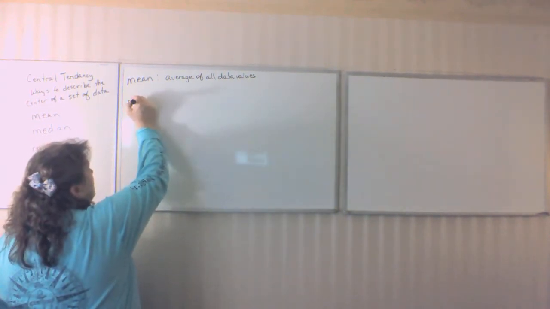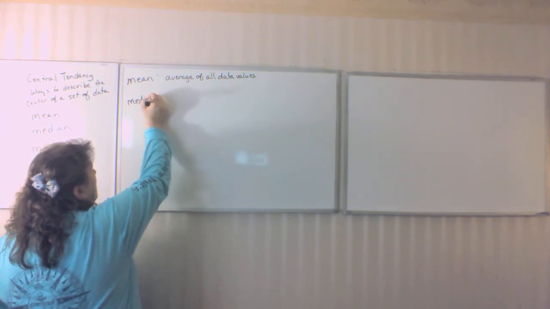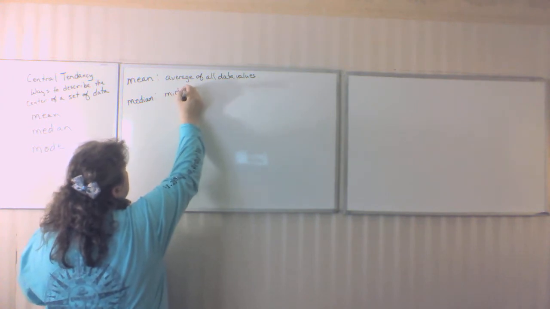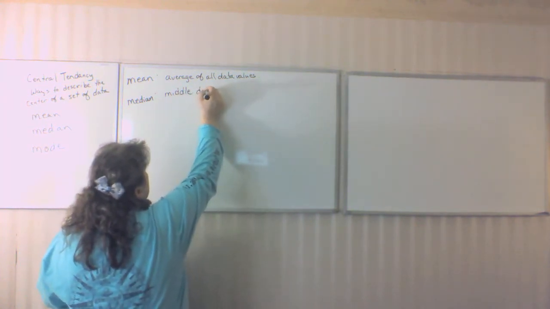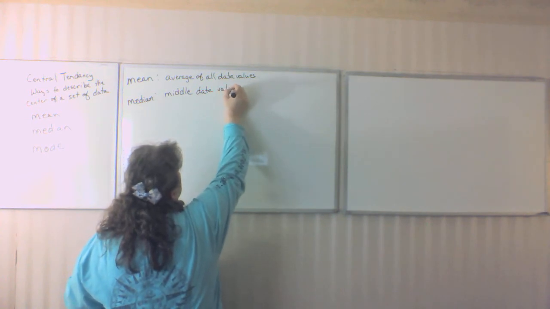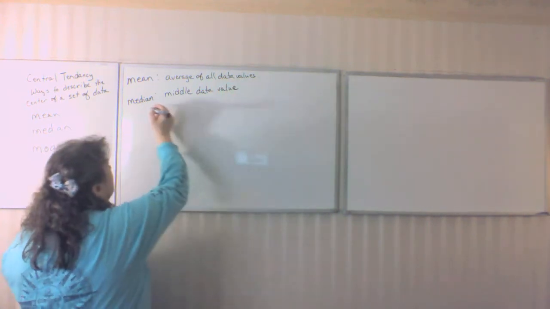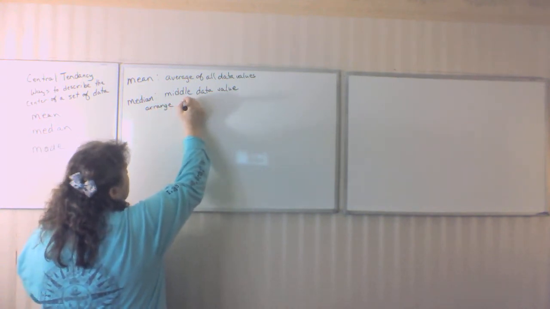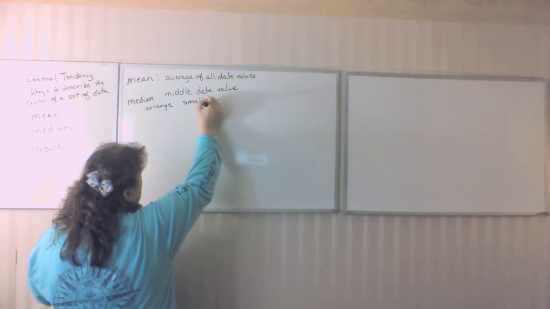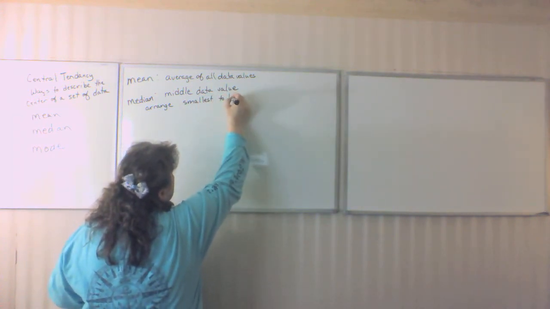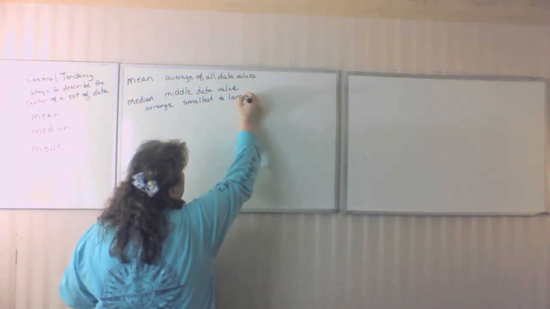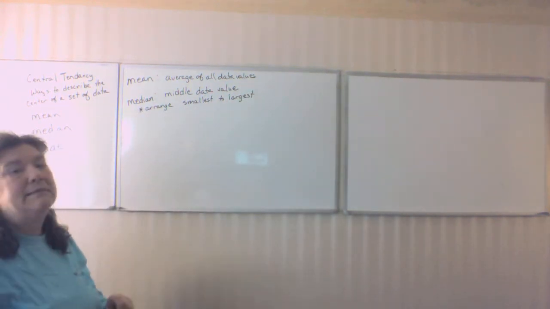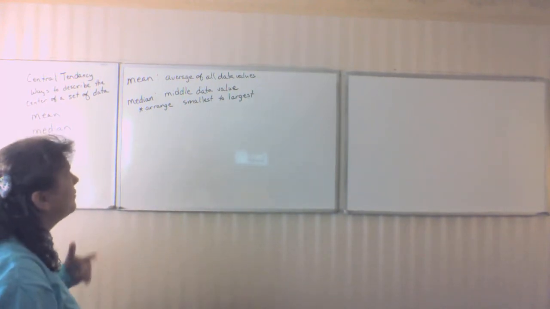The median is the middle data value, okay? And the middle data value, you have to arrange the data smallest to largest to find the middle value. So this is a real definite requirement that must take place in order for you to figure out the median.